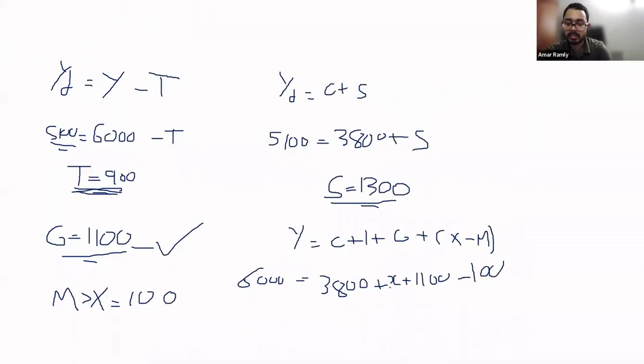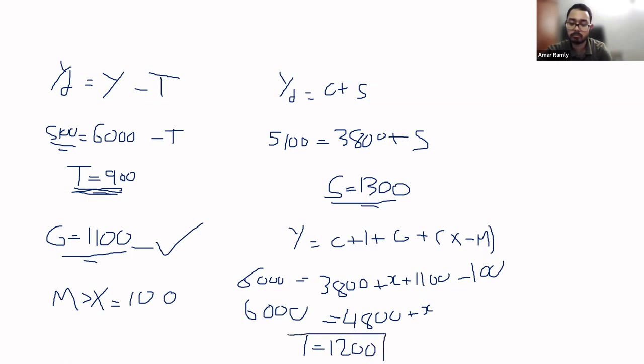Right. So let's calculate this right side, guys. 1,000 plus 3,800, 4,800. Plus X equals 6,000. X here being investment, guys, okay? So simply take this to the other side. X, or investment, equals 1,200. There we go. That is how you get your answer for investment.